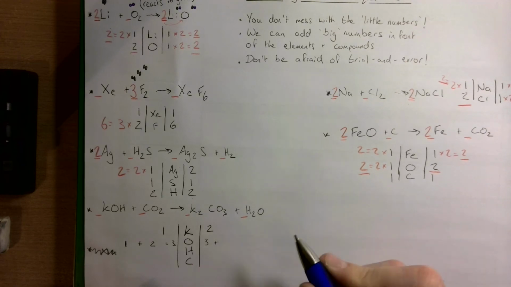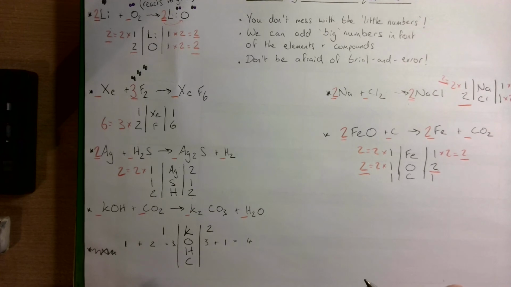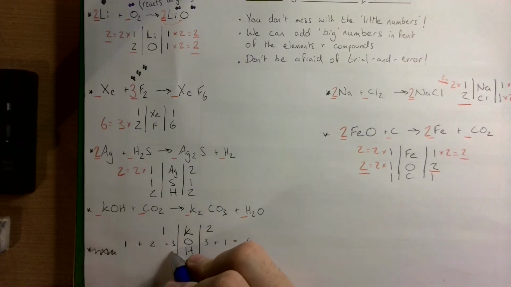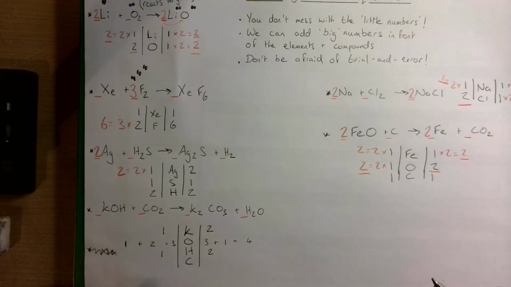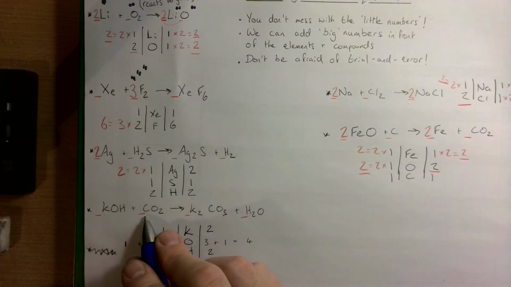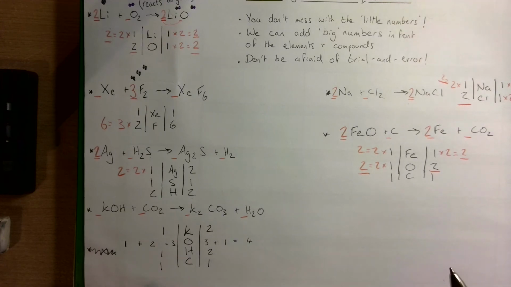And we've got 1 oxygen over here. And that gives us a total of 4. Okay, hydrogen's a little bit more easy, where we've got 1 hydrogen on the left, and we've got 2 hydrogens on the right. Similar with carbon, we've got 1 on the left and 1 on the right. Okay, so we have a total of 3 elements which are not balanced. Potassium is not balanced, oxygen is not balanced, and hydrogen is not balanced.